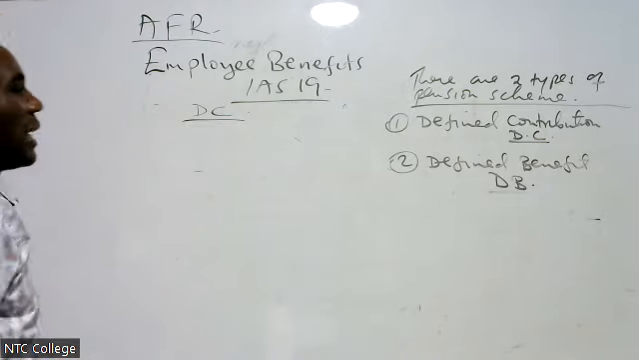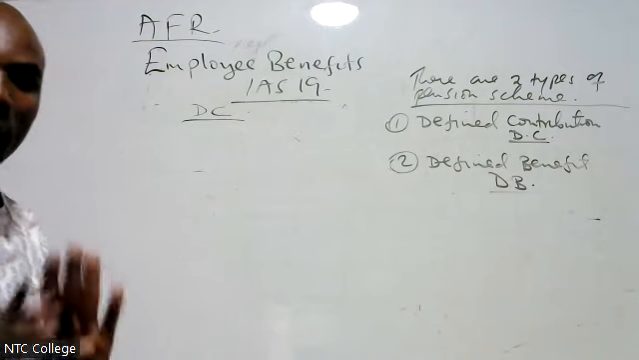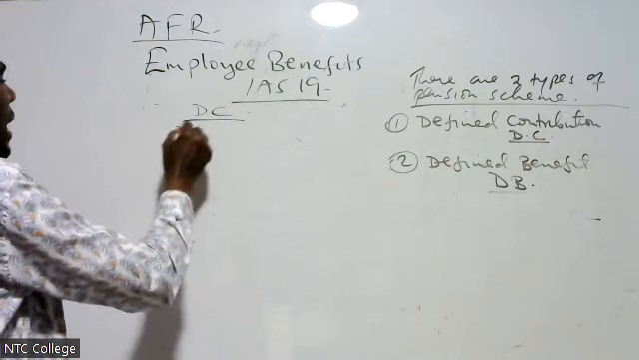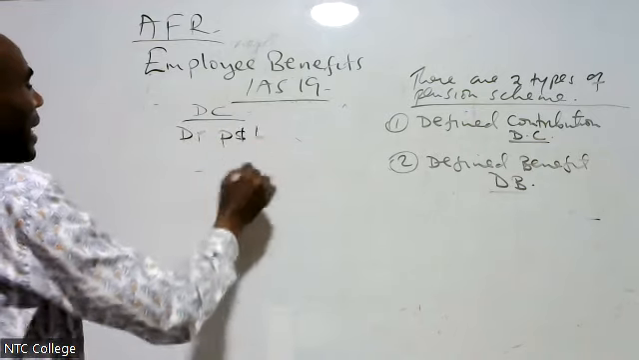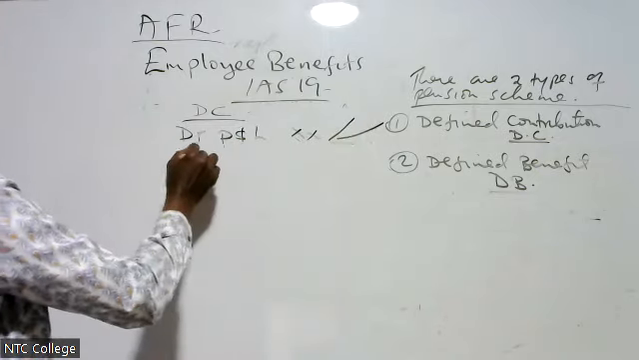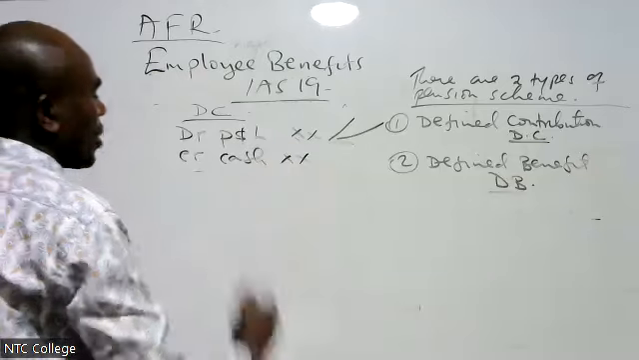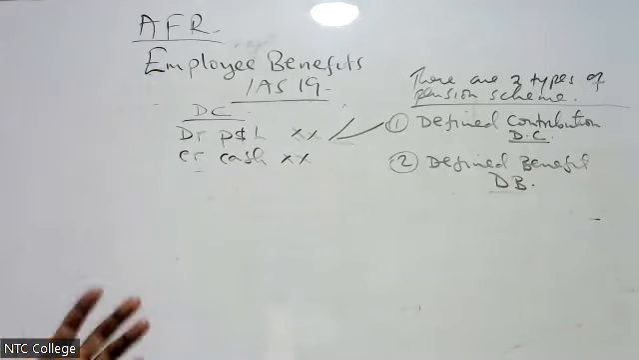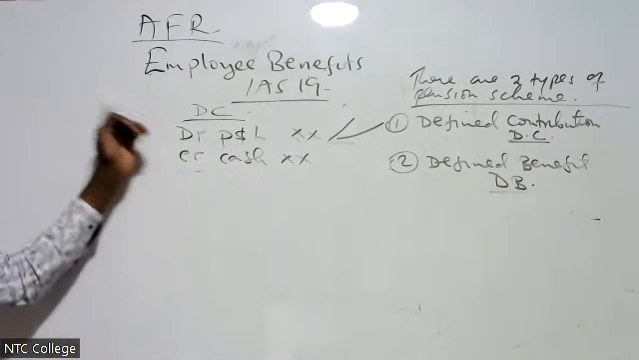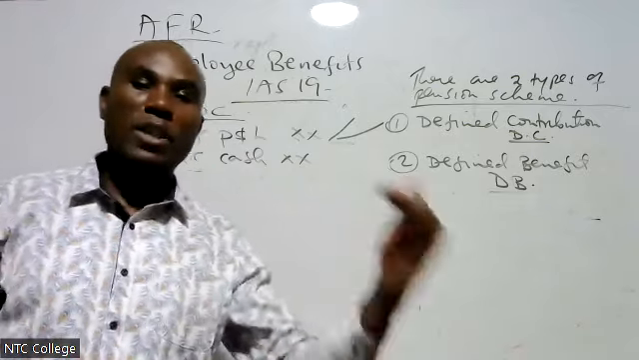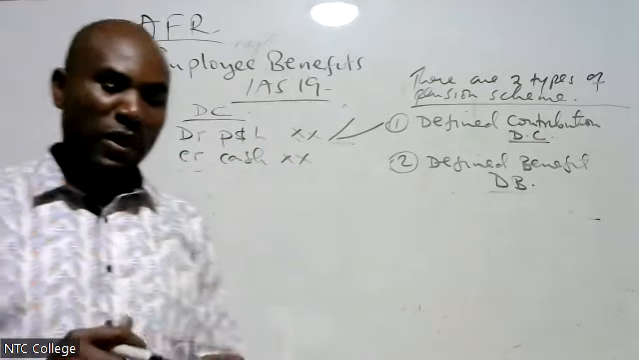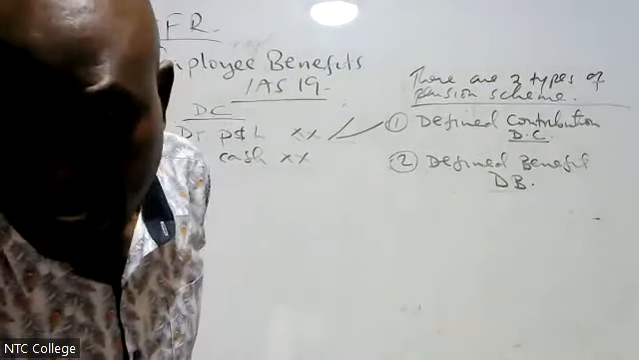Therefore, in a DC scheme, like what the employer is doing for NSSF, the employer will have to debit P&L as an expense, the same way you pay salaries, and you credit cash. That is the work of the employer. Therefore, the employer has no liability. Listen very carefully. The employer has no liability there, because the moment every month the employer pays your pension, he debits the P&L as an expense, credits cash, then he's done with his work.